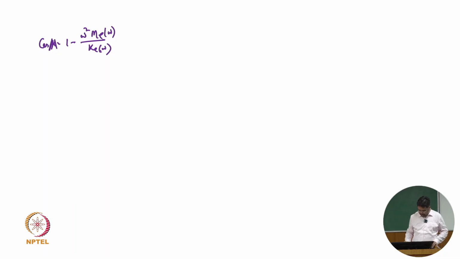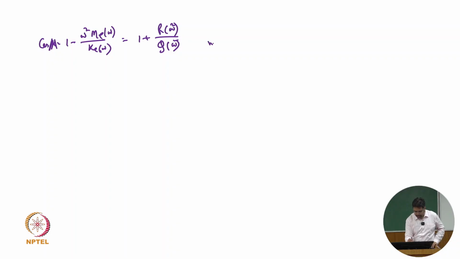And more interestingly, this can also be thought of as a rational polynomial. So we can write it like r of omega square divided by q of omega square. This is the way we can express the frequency part of the dispersion relationship as a rational polynomial.